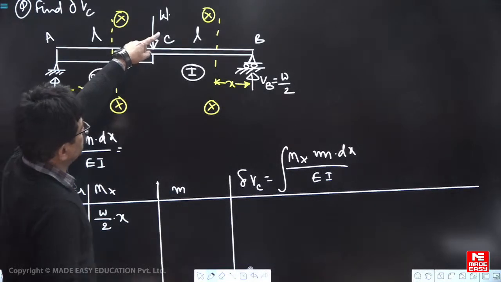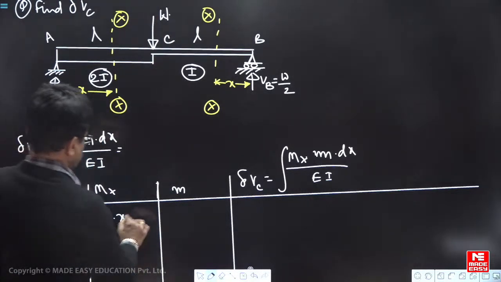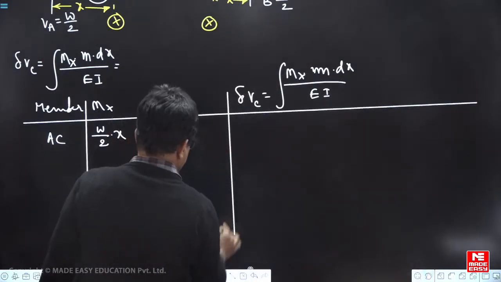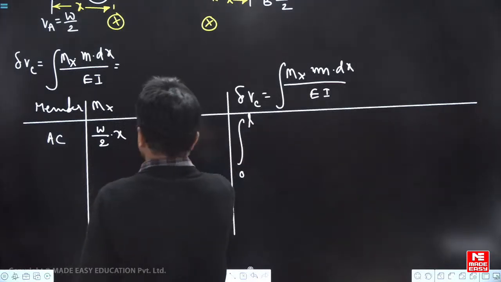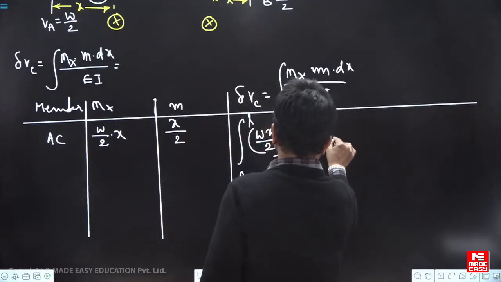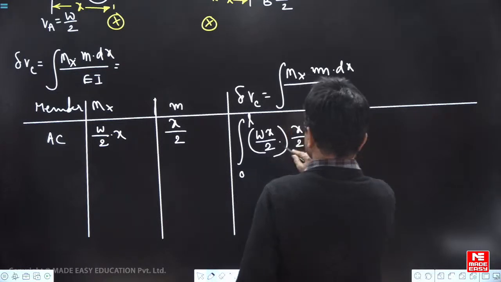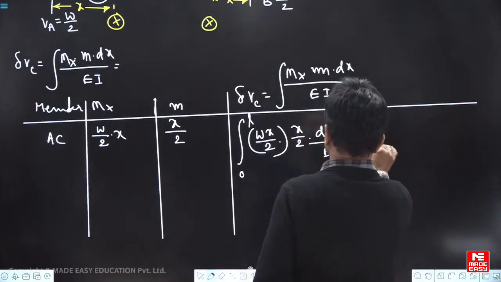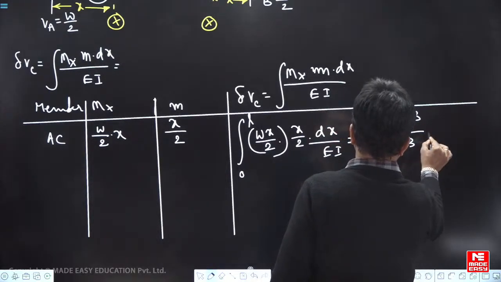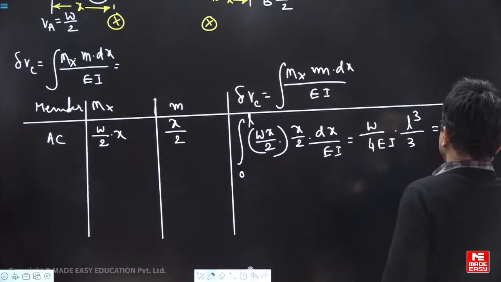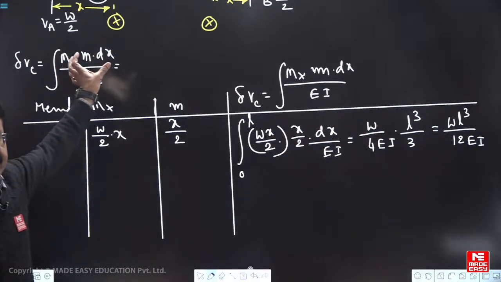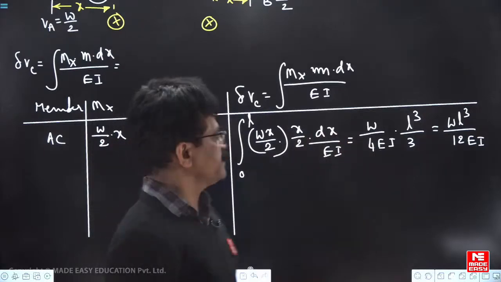Now m due to unit load: if W becomes 1, here it becomes 1 by 2, so this becomes x by 2. The limits of integration are 0 to L. Wx by 2 into x by 2, M into m into dx by EI. So W by 4EI, x square means x cube by 3, L cube by 3. So you will get WL cube by 12 EI. This is the contribution of segment AC to the vertical displacement of C.